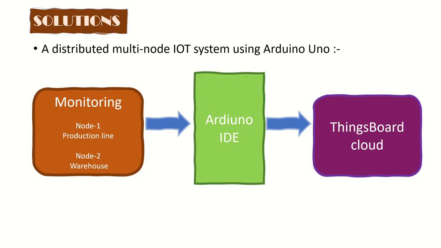So our solution is a distributed multi-node IoT system using Arduino Uno. In our project, we have made two nodes. Node 1 is production line and Node 2 is warehouse. So basically we have made code which is exported from Arduino IDE into the ThingsBoard cloud. So let's start how we have done this process.